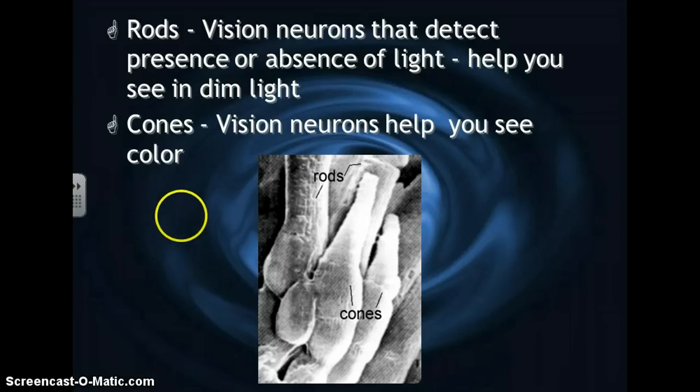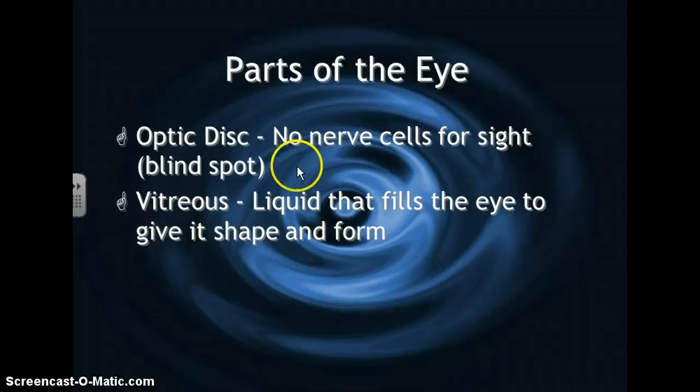They're more cone-shaped. We also have the optic disc, and that's where there aren't any nerve cells for sight. So this is your blind spot. And we're going to explore that when we do a vision lab later. And then we also have the vitreous. That's a liquid that fills the eye that helps to give it its shape and its form.